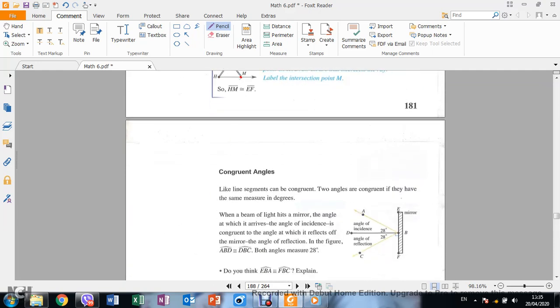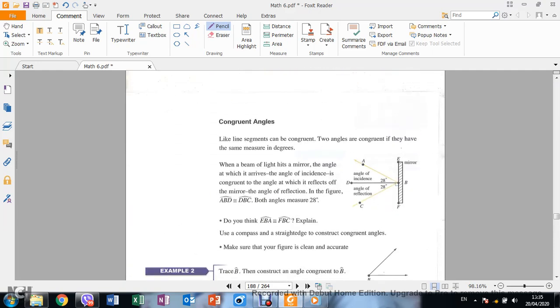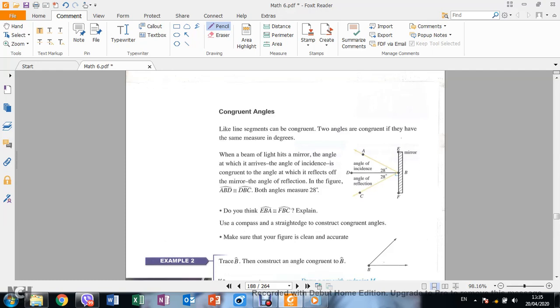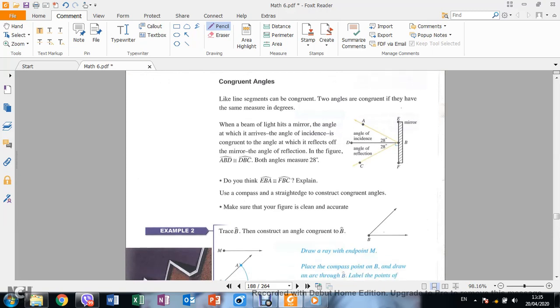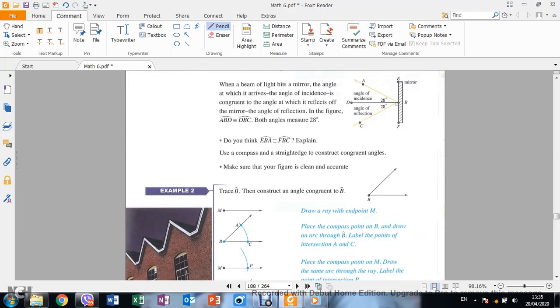Now we have congruent angles. For example, in real life, when a beam of light hits a mirror, it arrives at an angle and is reflected at the same angle. So this is a realistic example. Now example 2: we have angle B. Trace angle B, then construct an angle congruent to angle B. This means you need to draw an angle from M that is congruent to angle B.